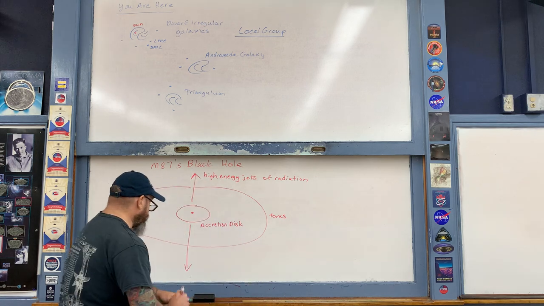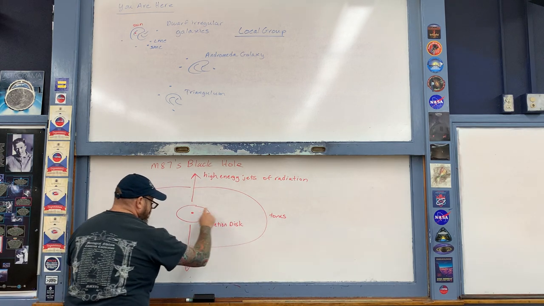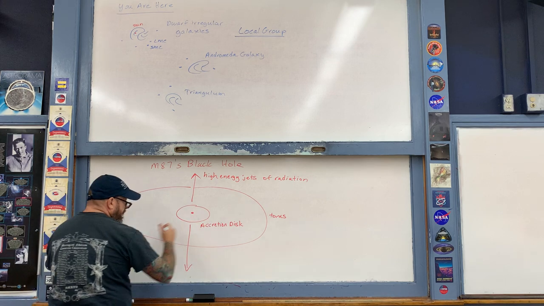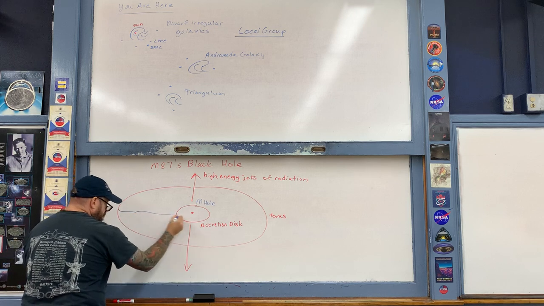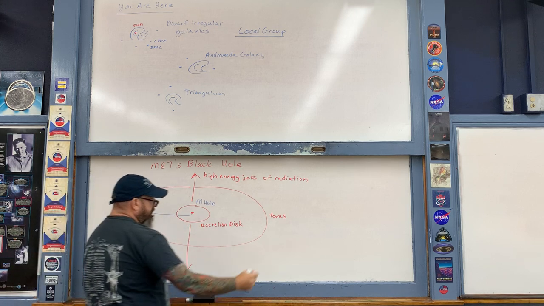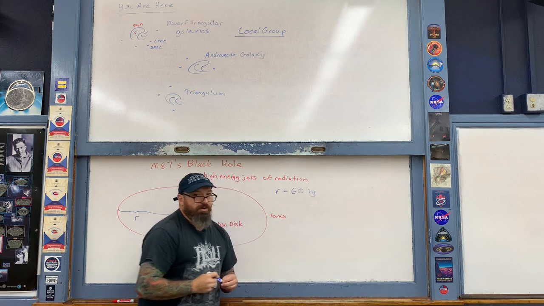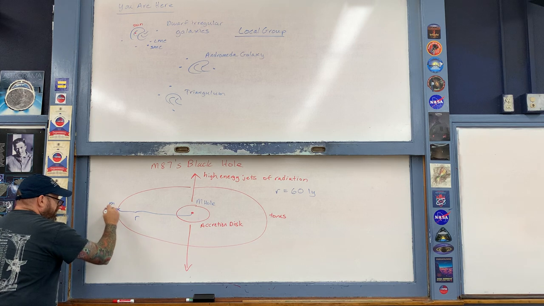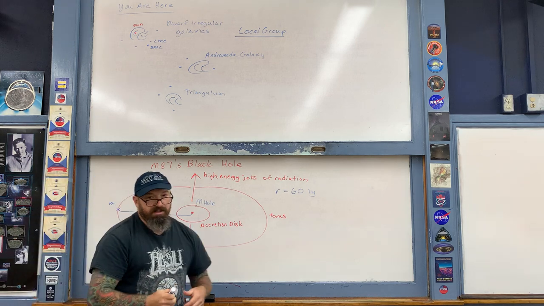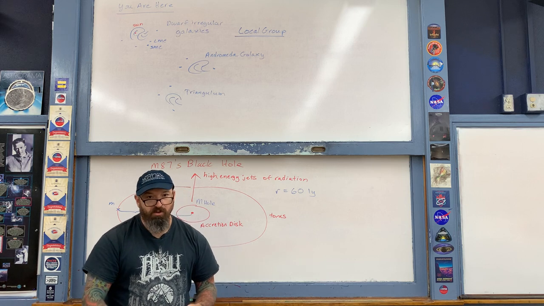So here's what we're given. We have this huge torus or donut of material in orbit around the black hole. The black hole here has a mass we'll call M hole. This distance right here is what's given to us, R as 60 light years. Notice that the orbital period of the material right here, we'll call it mass M, is not given to us. Instead, the speed of the material is given to us as it orbits the black hole.